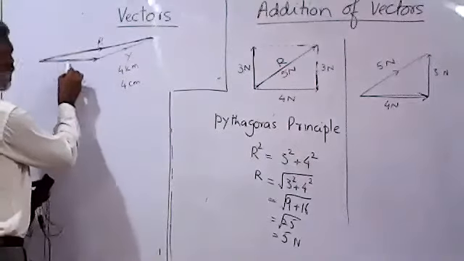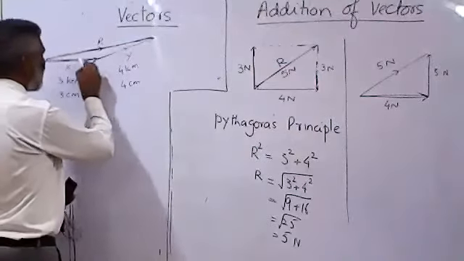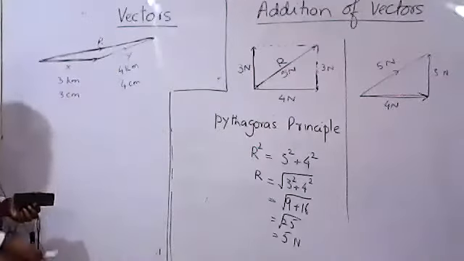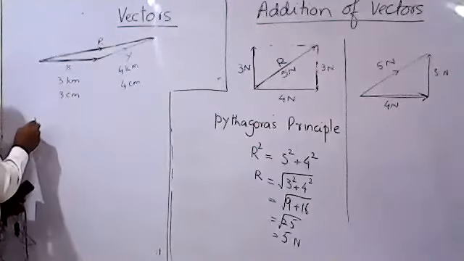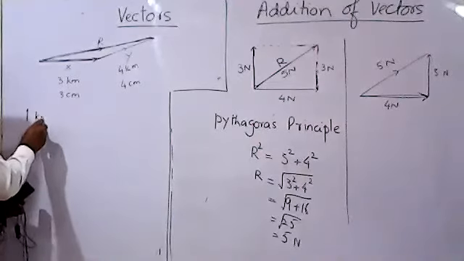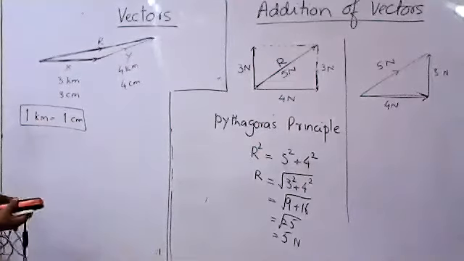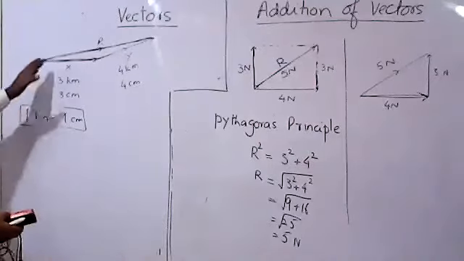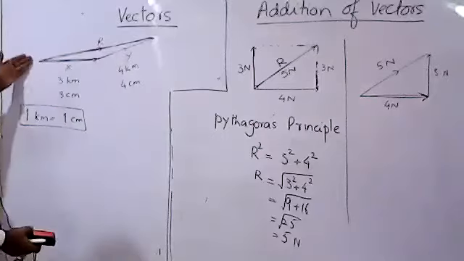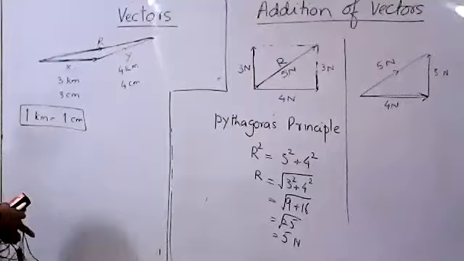Then if I accurately draw it, I mean this is 3 centimeter and this is 4 centimeter, then whatever centimeter I get here, the length of this vector r will be converted to kilometer, because I have chosen this scale. 1 kilometer is equal to 1 centimeter on my scale. So let's say this length is something like 6 centimeters. So 6 centimeter means this is 6 kilometer based on this scale. So this is one way of doing it.